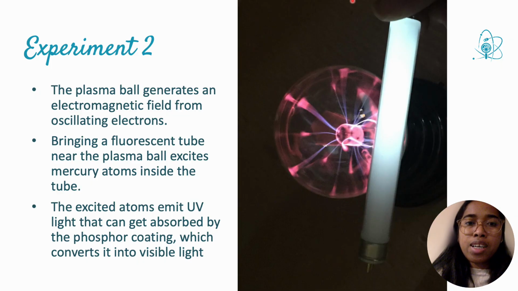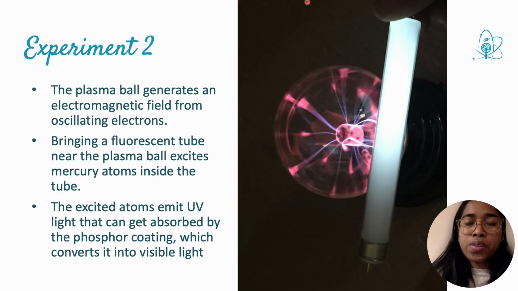Inside the fluorescent tube, there are mercury atoms, and the electrons created by the plasma can excite the mercury atoms inside the tube. Once the atoms get excited, they start to emit UV light, which in turn gets absorbed by the phosphor coating of the tube. When the phosphor coating absorbs UV light, it will emit visible light, and that is the light we see here.